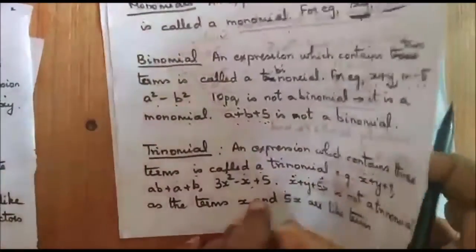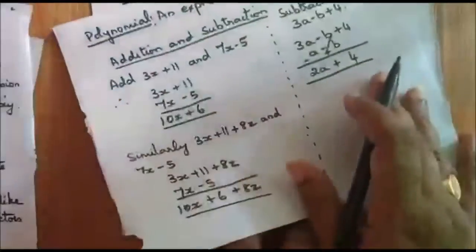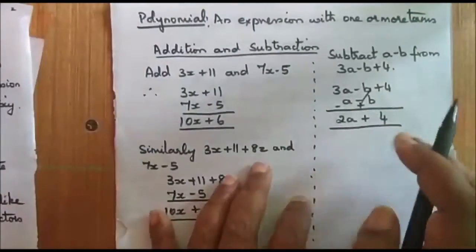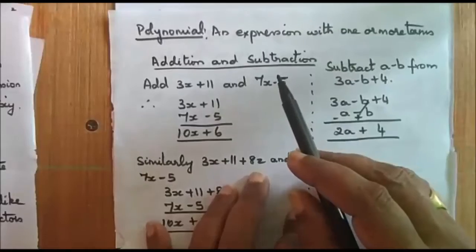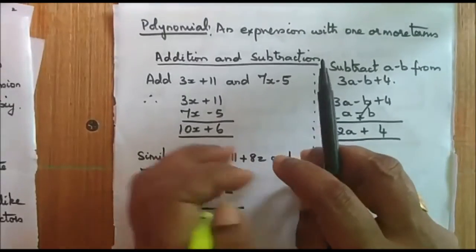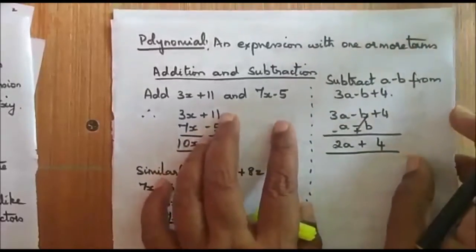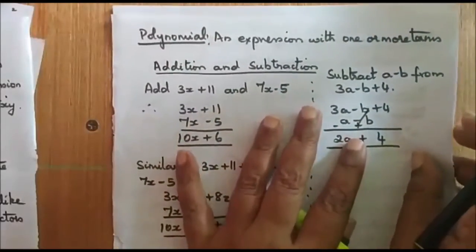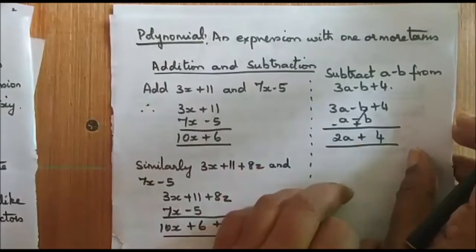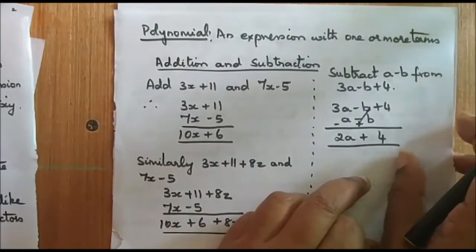Now we will learn what you mean by a polynomial. An expression with one or more terms is called a polynomial. So a monomial, a binomial, a trinomial, all of them come under polynomials. Now we will see the addition and subtraction of algebraic expressions.